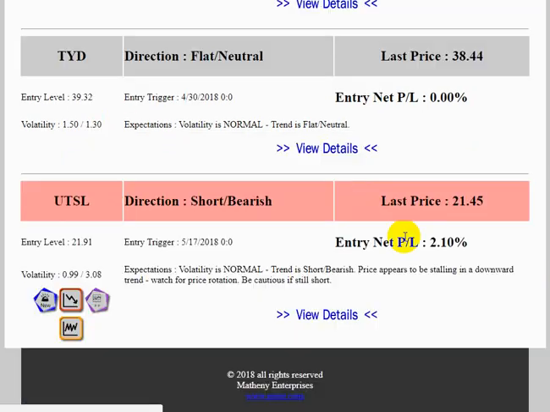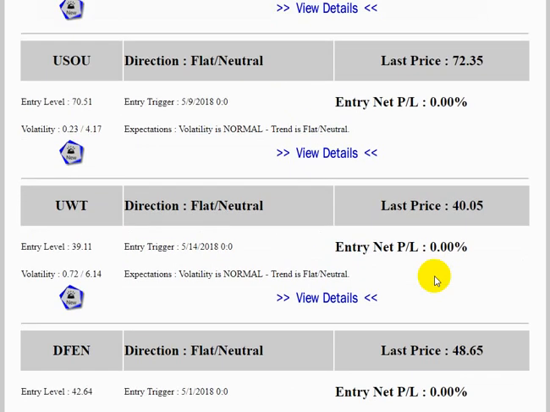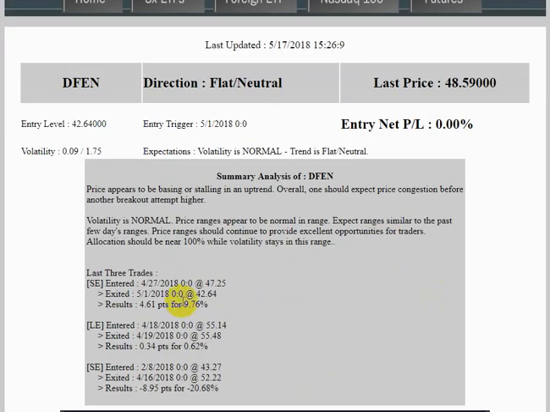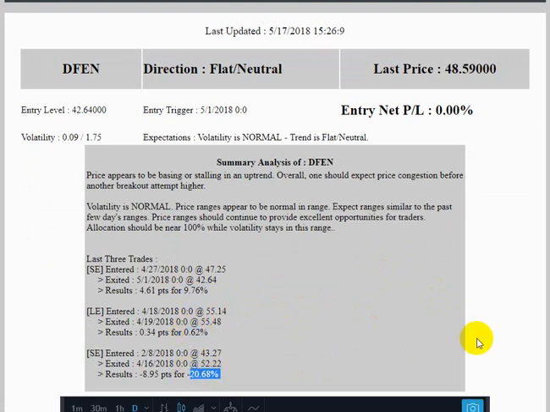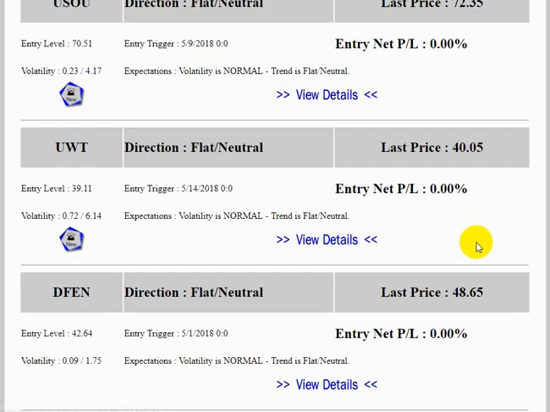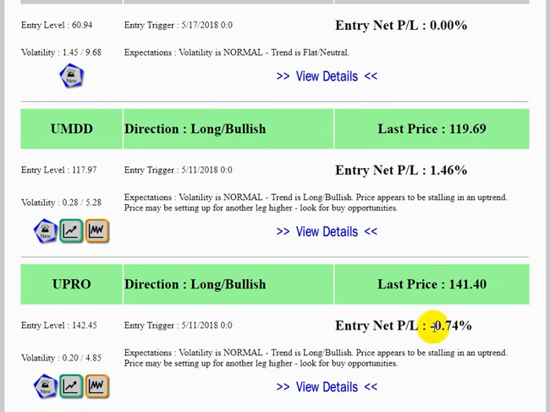We go back and take a look at some of the other triggers. Let's take a look here. DFEN, I know, just got into a great trade. So look at this, 9.6%, 6.2, and there's an earlier trade, minus 20. That gives you an idea of how this rotation can kill you. Let's take a look here at UPRO.